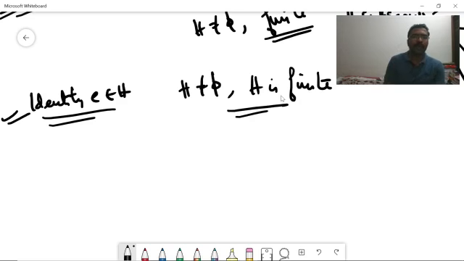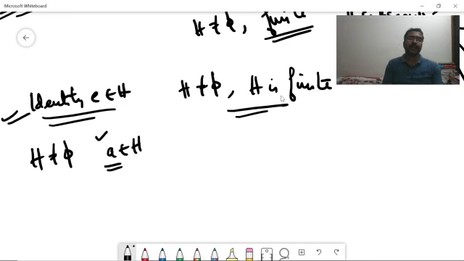Very simple. Since H is non-empty, you can always find an element in H. I'll call this element a. So there will be some element a in H. Now what I am going to do is multiply each and every element in H with this a. Let me enumerate the elements in H. Suppose I write the elements in H as h1, h2, and so on up to hn, and a is also lying somewhere there. So I am going to multiply each and every element of H with a.